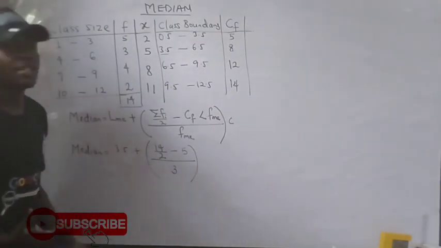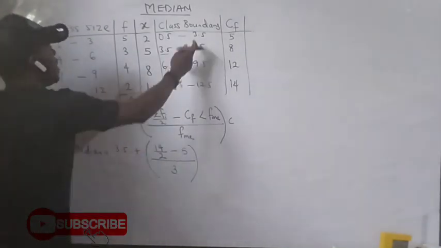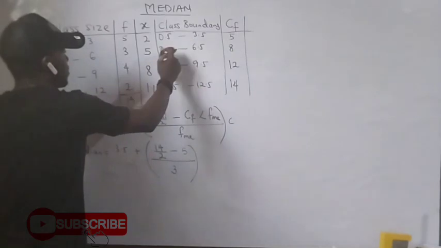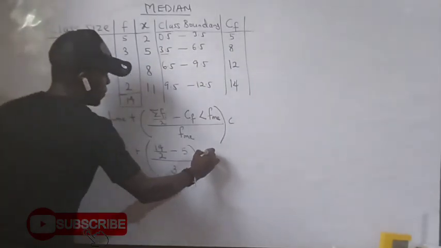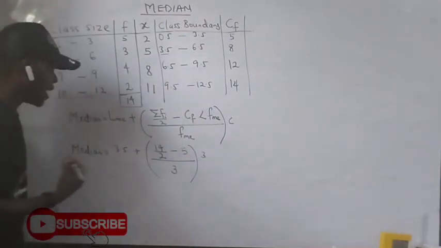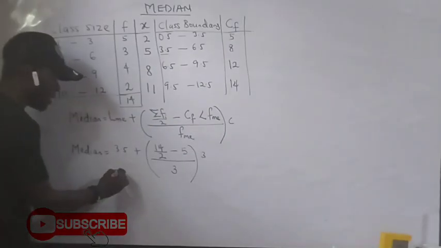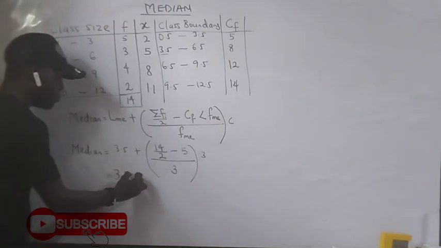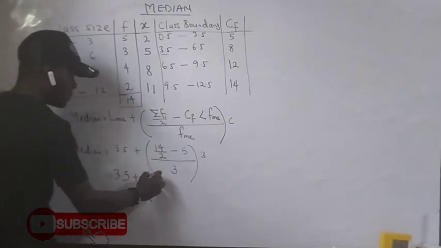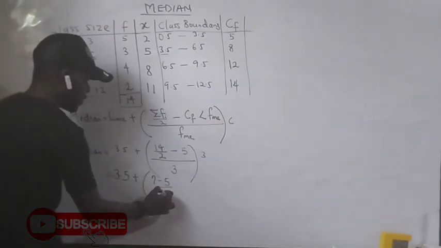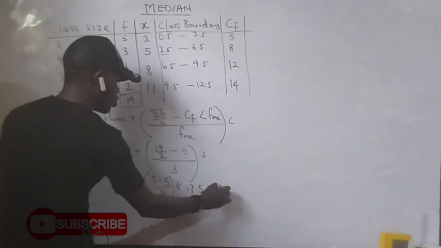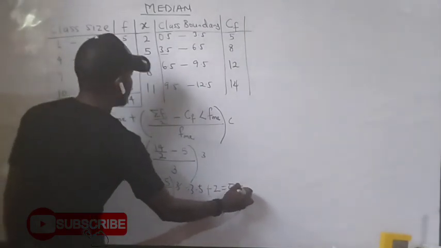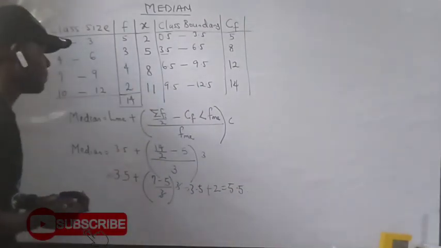How do I get my class size? Now this is a regular class size. 6.5 minus 3.5 will simply give me 3. So I'll be having 3 as my class size. Then I just do my simple computation: 3.5 plus, in brackets, 7 minus 5 over 3, times 3. So 3 takes away 3. By mathematics, I have 3.5 plus 2, and that is 5.5 as my answer.